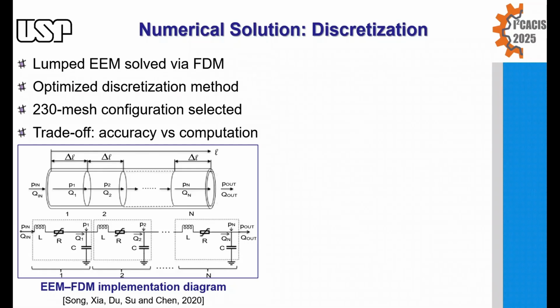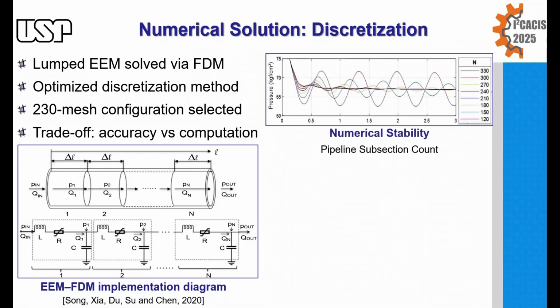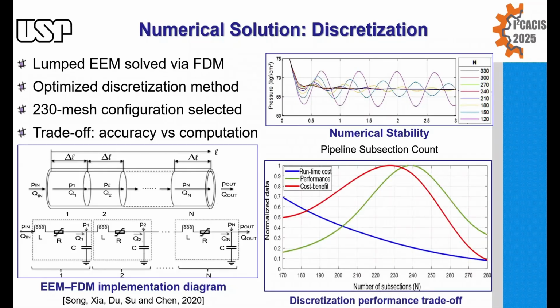We now turn to how the system is numerically solved. The computational method applied was the finite difference method as depicted in the diagram on the left. To ensure numerical stability and accuracy, we conducted a parametric evaluation shown in the chart at the top right, comparing computation stability with multiple mesh configurations. This analysis led to an optimized discretization strategy that balances accuracy and the simulation time.